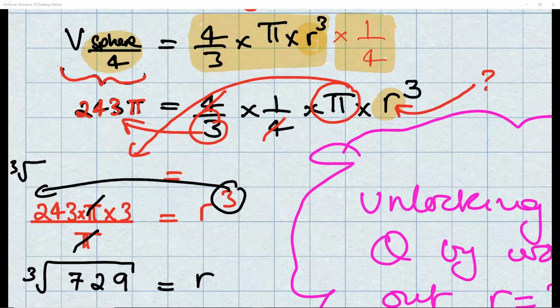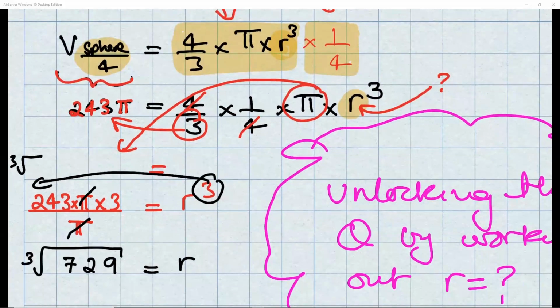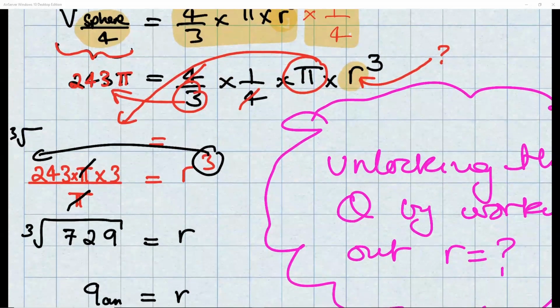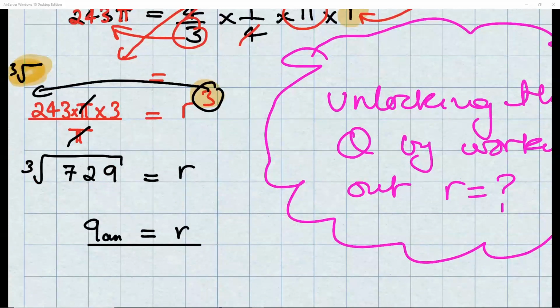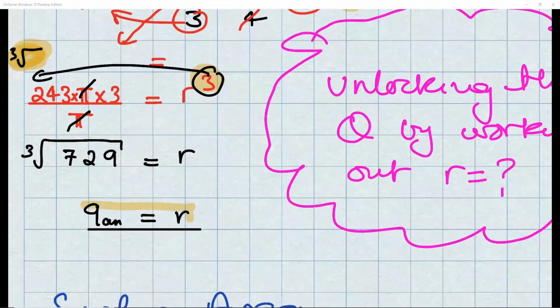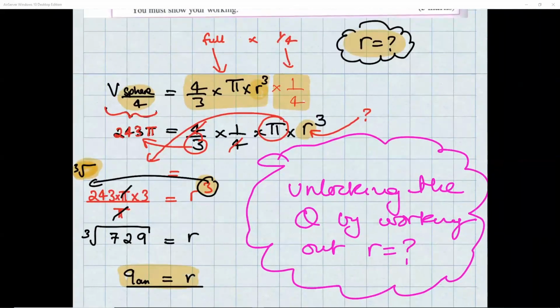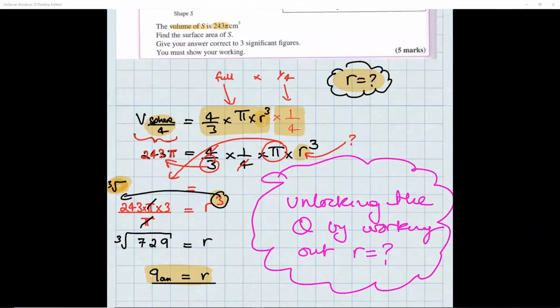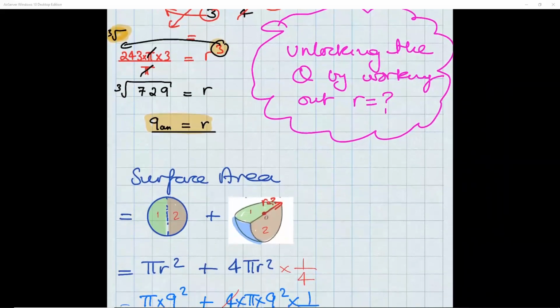So what did we do here? Cancel the 4. Opposite of divide by 3 is times by 3. Opposite of times by pi is divide by pi. So we do some tidying up, simplifying, rearranging. And last but not least, what did I move over last? The cube. The cube becomes a cube root. And the cube root of 729 is 9. So we worked out the radius first by using the volume of that shape to rearrange it, reversing the question. Now that we have the key, we can go and work out the surface area.